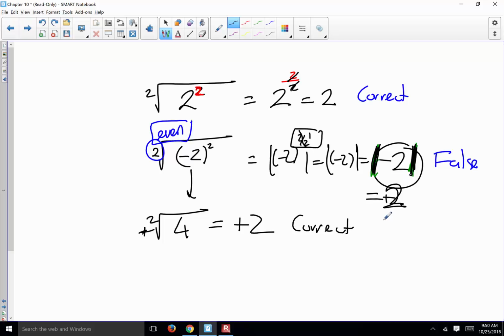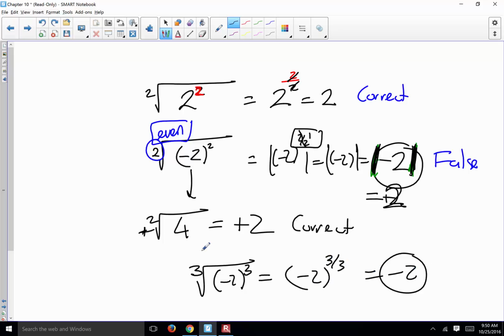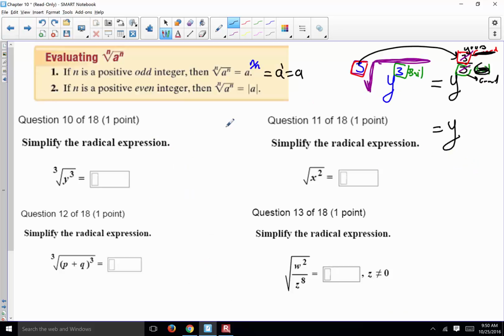Okay? Hypothetically speaking, would you technically be able to do that because the index was even? Yeah, we only do that for even indexes. For odd indexes, you don't have to worry. If this is a cube, minus 2 cubed, you just do this. You don't need walls, you don't need absolute values, just minus 2. Because isn't minus 2 cubed minus 8, and the cube root of minus 8 is minus 2? So the answer is always correct. For odd indexes, don't you worry.